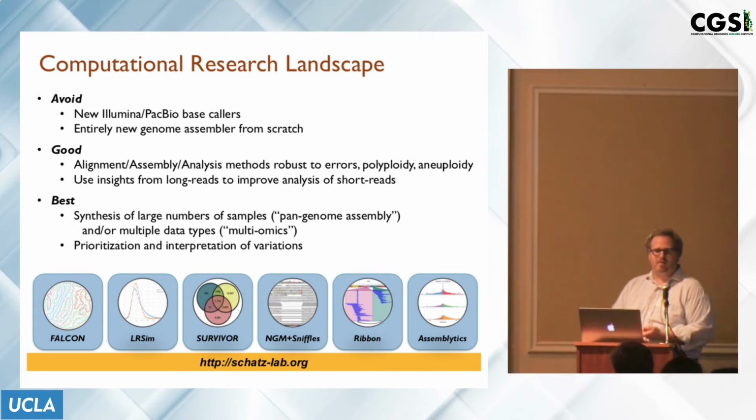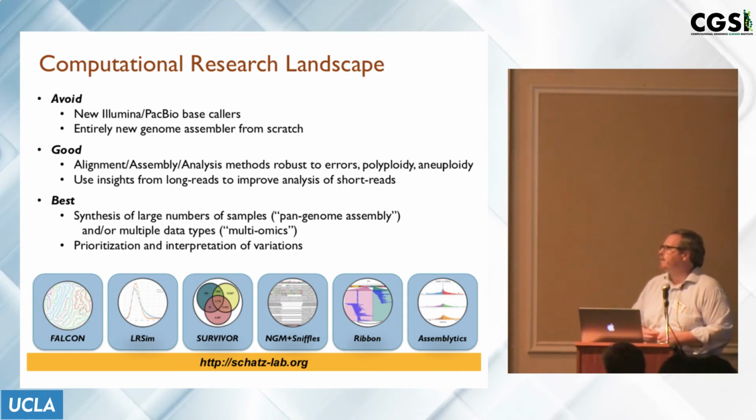So I would strongly recommend you avoid very narrow problems like new Illumina or maybe even PacBio-based callers. Just too narrow. Writing an entirely new genome assembler from scratch I think is too ambitious. The good news is most assemblers like GNU are highly modular. So if you're interested in assembly, focus on one piece.